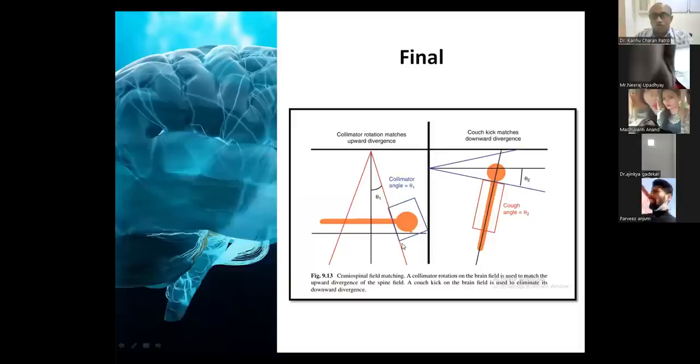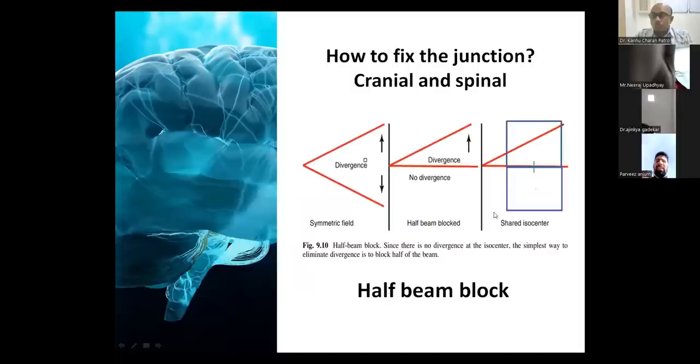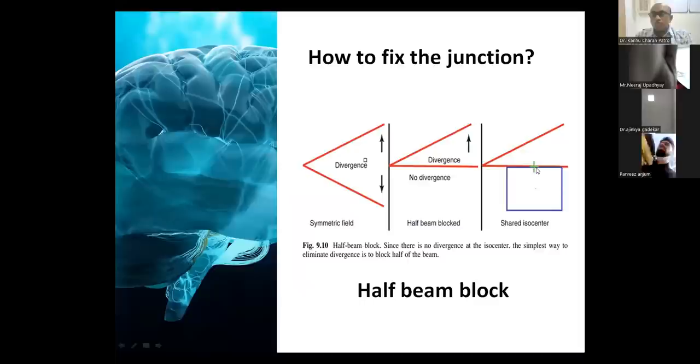Some people ask, can I use the half beam block when no matching is required? Yes, you can do the half beam block. If you see the cranial field and the spinal field overlap, if this is a full open field, you can reduce it to half beam. So this will be a half beam block, and the junction is also possible. But with the half beam block, the field size is less. So for small kids, you can use the half beam block also.